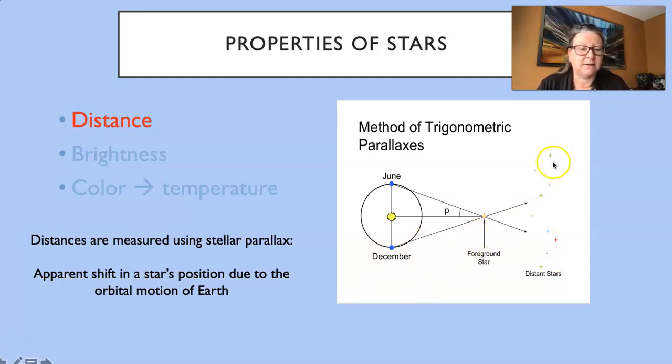So here are distant stars, here's a nearby star, here's Earth going around the sun, and in December, we can line up that star with the distant stars, and then 6 months later, we can line up that same star with distant stars, and it appears to line up differently because of our motion, and that angle is called the parallax angle. And remember, the largest parallax angle is 1/3600th of a degree. That's very, very tiny.